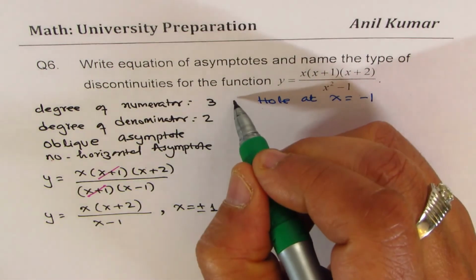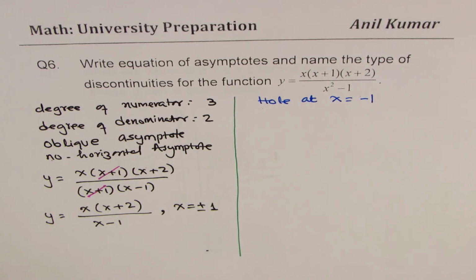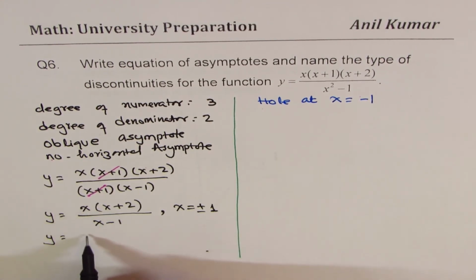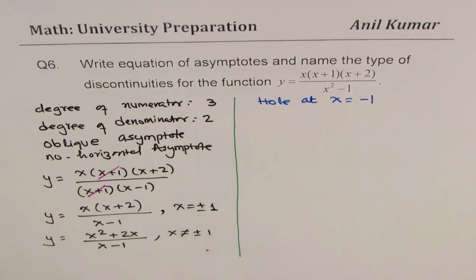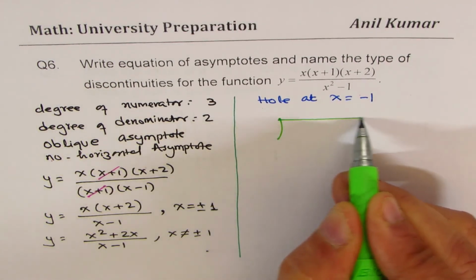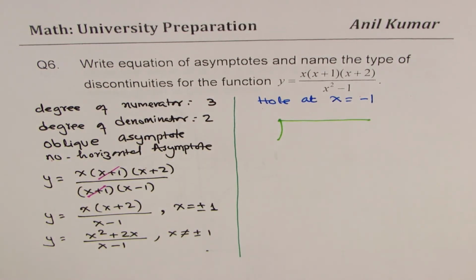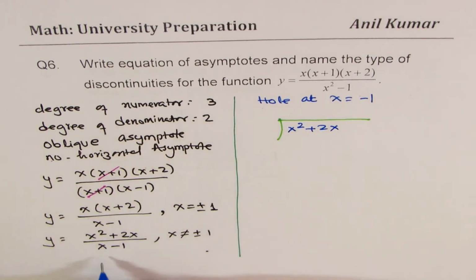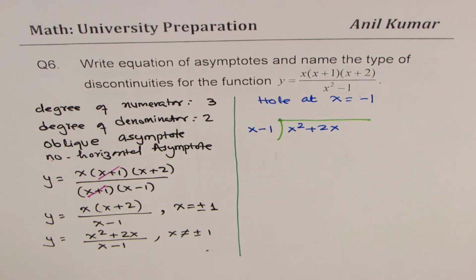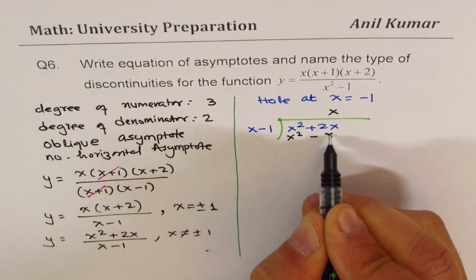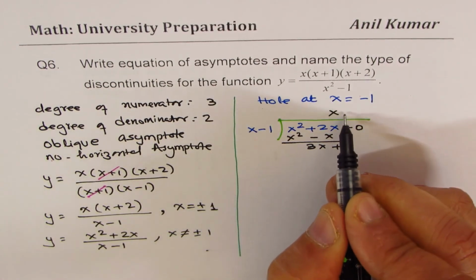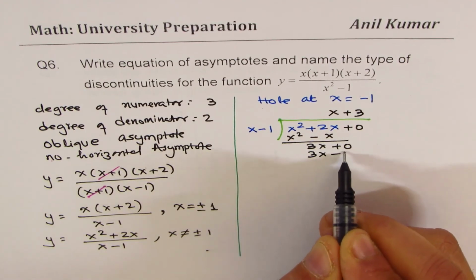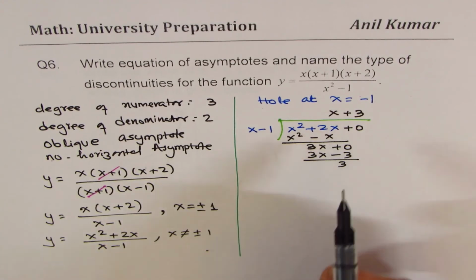Well, let's divide the numerator and denominator and find the oblique asymptote. We could write this as y equals (x squared plus 2x) divided by (x minus 1), where x is not equal to plus or minus 1, correct? So let's divide x squared plus 2x by x minus 1 to find the equation of our oblique asymptote. We divide by x, so we get x squared minus x, that gives us 3x. We can add 0 here, so bring down 0. Now multiply by 3, so we get 3x minus 3, so the remainder is 3. So we do have an oblique asymptote here.